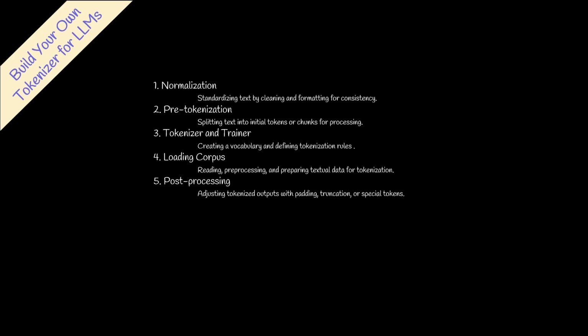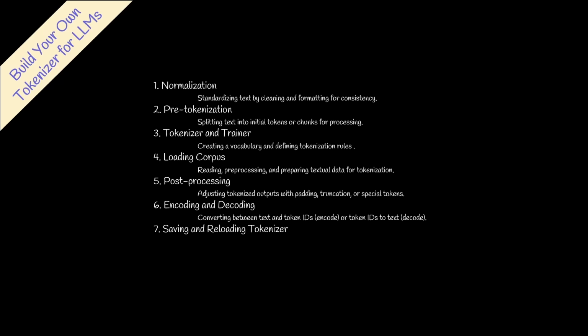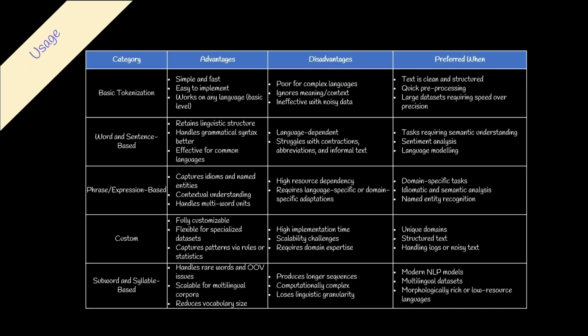Then we will load our corpus on which we are trying to build our own tokenizer. Then we will define a post-processing method, a post-processor, to adjust tokenized outputs with padding or truncation or special tokens. Then we'll implement encoding and decoding methods, to convert between text and token IDs and token IDs back to text. And then next we'll see how we can save this, reload it and use the saved tokenizer.